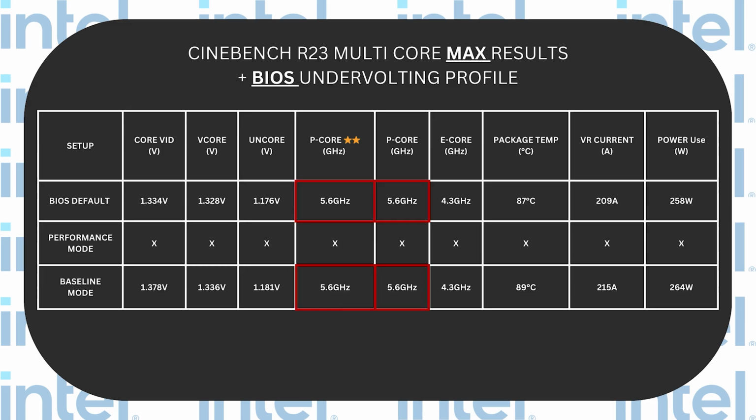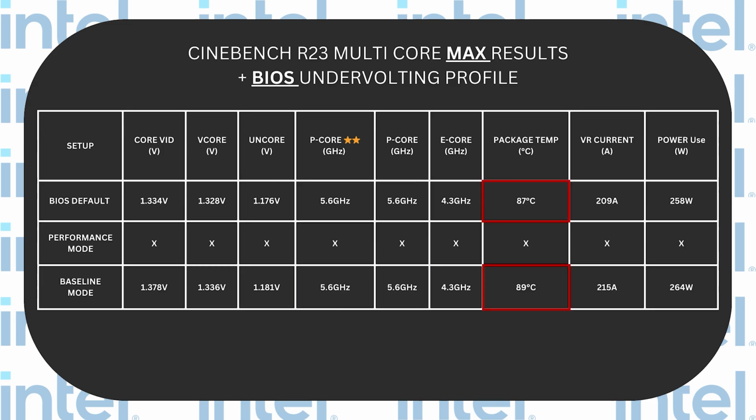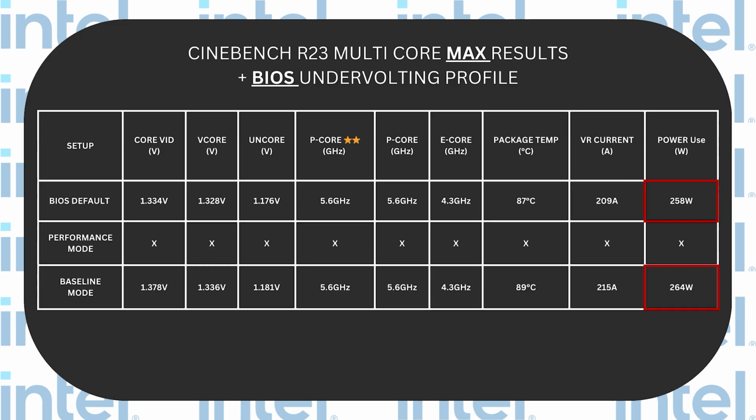And all of our P-cores have peaked at 5.6 GHz while keeping our temps in check, and the same goes for the power current, peaking at 209 amps for BIOS default and 215 amps with baseline. Finally, our power consumption is also within the range.